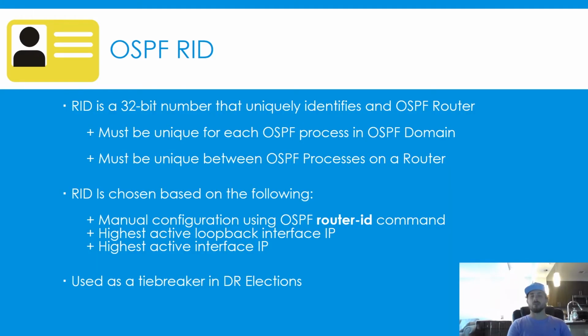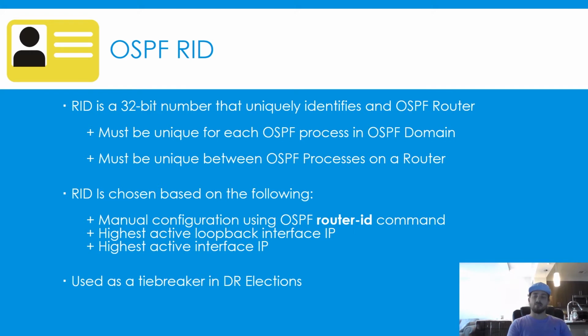So we know the OSPF Router ID is a 32-bit number uniquely identifying an OSPF router. The router ID must be unique for each OSPF router in an OSPF domain, and it must be unique between OSPF processes on a router. A router can run more than one instance of OSPF, so in that case, each OSPF process needs a unique router ID.